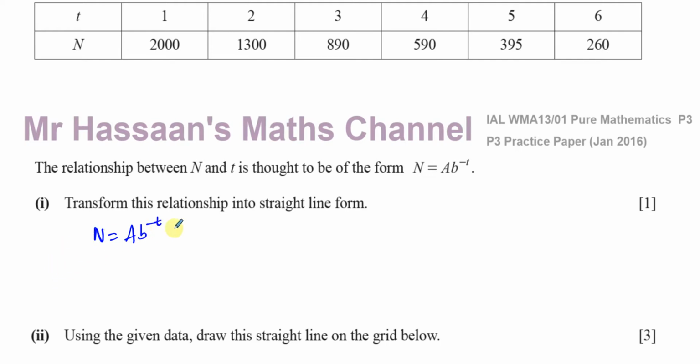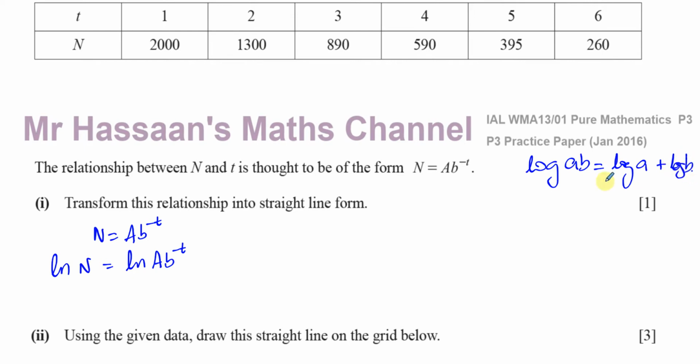I'm going to use ln instead of log. So I'm going to take the ln of both sides of this equation. So I have ln of n equals the ln of a times b to the power of minus t. What I have to do now is split this up into separate ln terms, because I can use the multiplication law. The multiplication law, if you remember, for logs is that the log of a product AB can be split into the log of A plus the log of B, with the same base. For example, log to the base c of AB is log to the base c of A plus log to the base c of B.